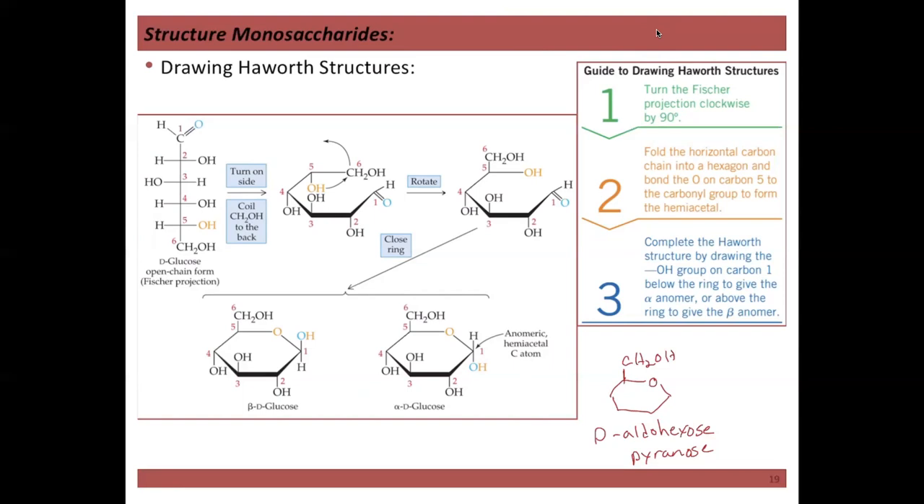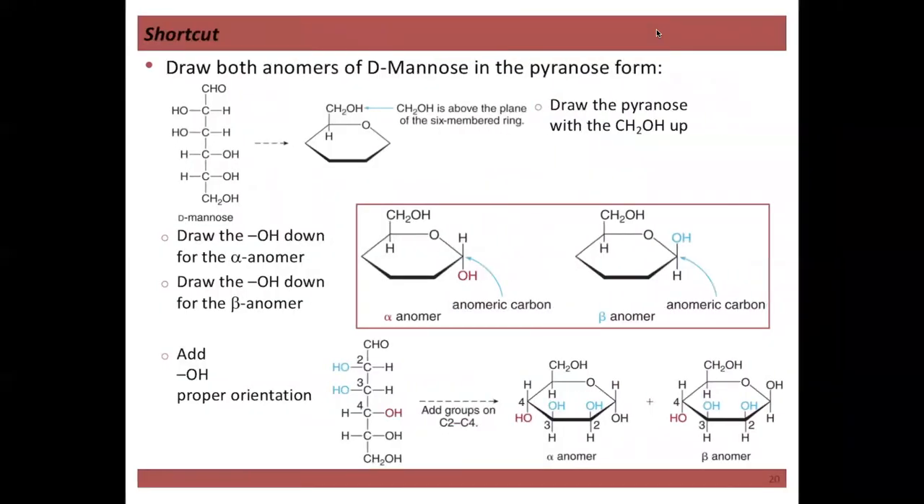Now, if the OH is up in this form, we refer to it as the beta anomer. And if the OH is down, and I'm just going to simplify this, you'll never have two OHs off that, but for illustration, if it's down, that would be the alpha anomer. And that, again, is always true for these D-aldohexoses when we draw them in the pyranose form. And again, these are known as Haworth projections.